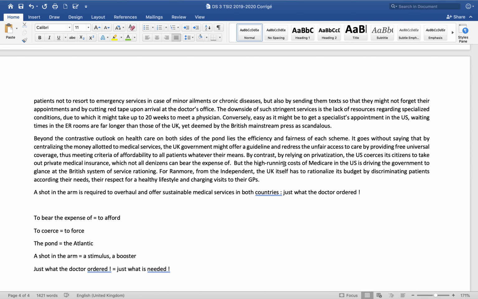But the high running costs of Medicare, that's the name of their social security in the US, is driving the government to glance at the British system of service rationing. So even though the US do not like this service rationing, they don't like rationing the medical services they offer people, they think that it's cheaper, because what they have to pay to make sure they can provide all the services that private companies promise the people who subscribe to these insurances is very expensive. So they think, we don't like rationing, but it might be an idea.